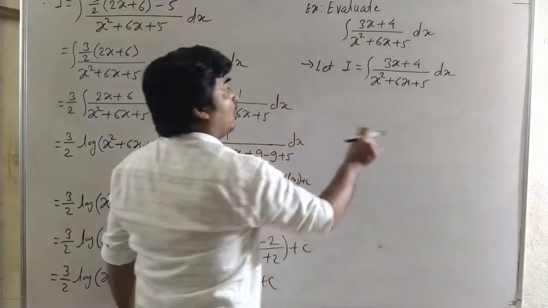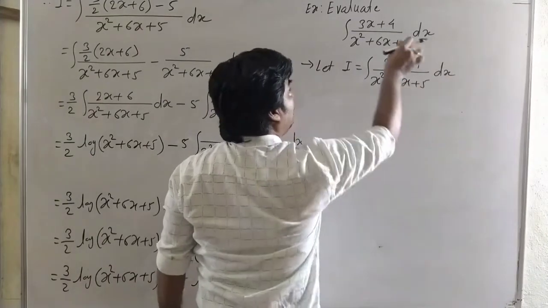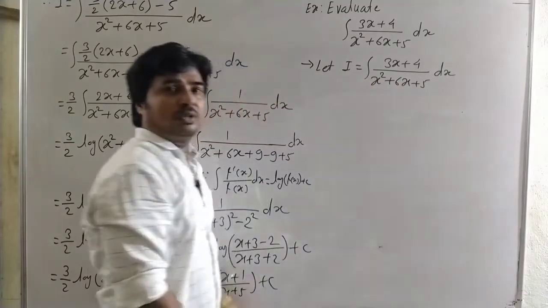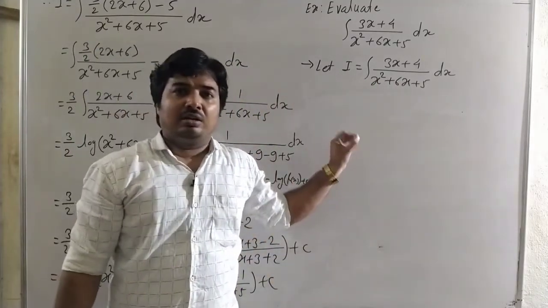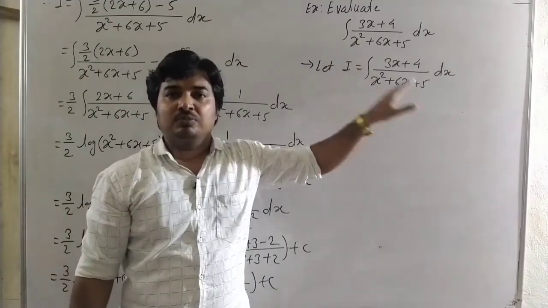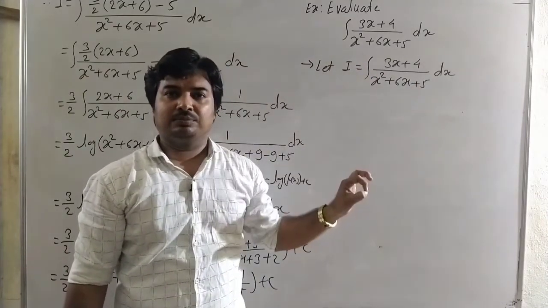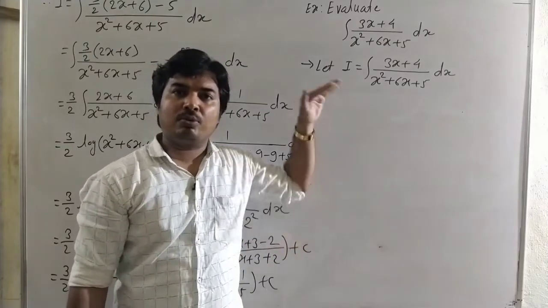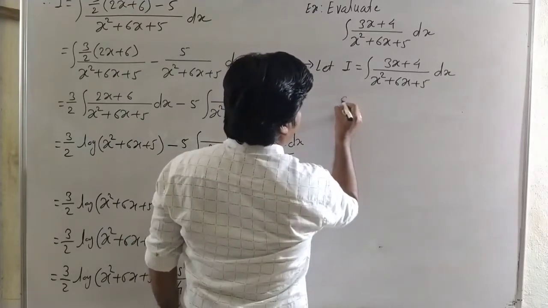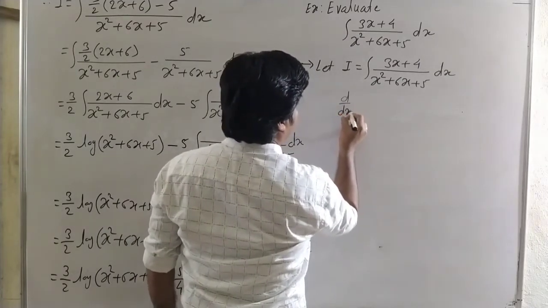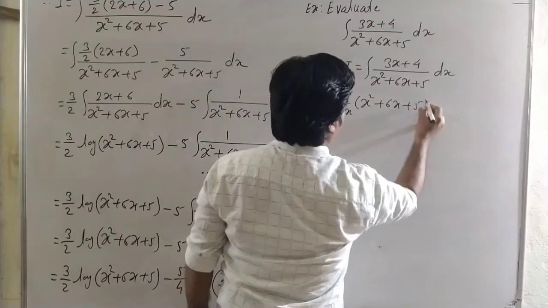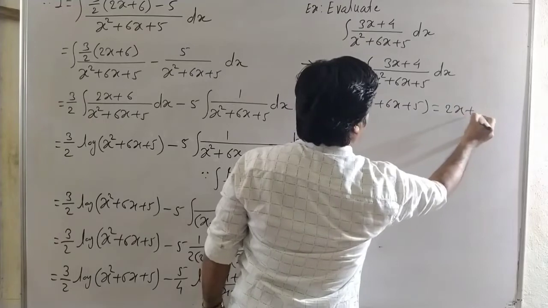Okay, here we adjust the derivative of the denominator in the numerator. See carefully, here it is a linear function upon a quadratic function. The solution method is: the linear function is equal to a into the derivative of the quadratic function plus b. It is nothing but the adjustment, adjusting the derivative of the quadratic function in the linear function. So here we can write the derivative of the quadratic function, that is x square plus 6x plus 5, and it is 2x plus 6.